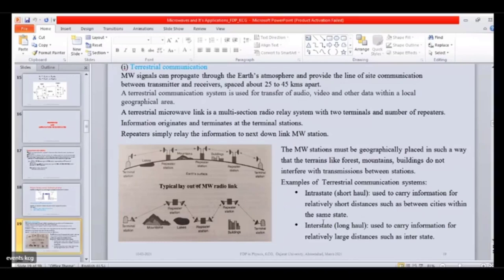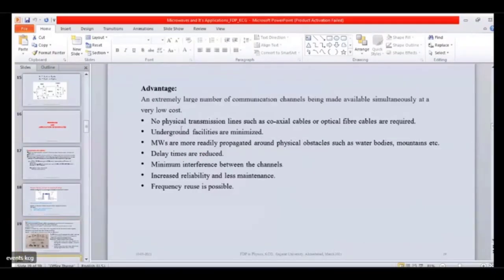Okay, so interstate means it is used to carry information for relatively large distances. And if you want to establish the communication between the cities within the same state, then you can have the intrastate terrestrial communication system. Okay, so this is one application of the microwave in communication. It is terrestrial communication. Then here the advantages of the terrestrial communication are listed. You see, no physical transmission lines such as the coaxial cable or the optical fiber cables are required. Underground facilities are minimized.